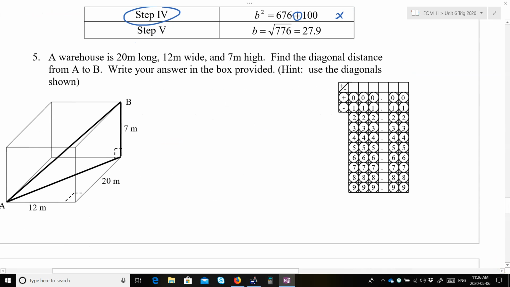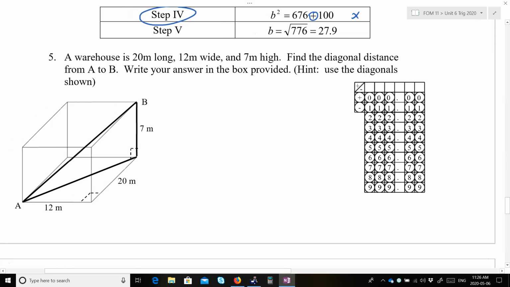And finally, number 5, a warehouse is 20 meters long, 12 meters wide, and 7 meters high. Find the diagonal distance from A to B. Write your answer in the box provided. Hint, use the diagonals shown.